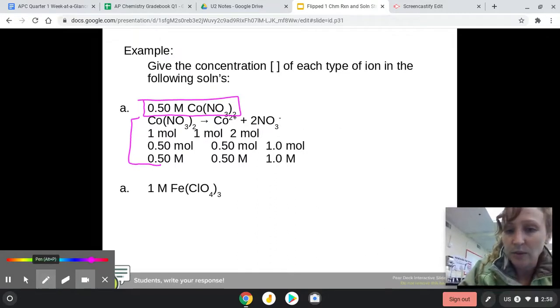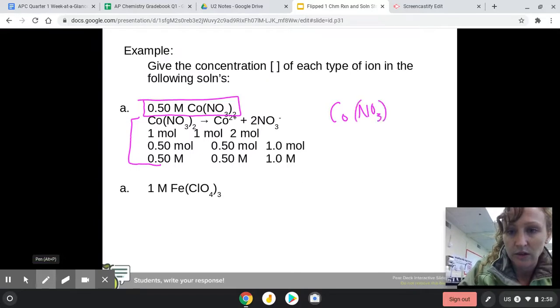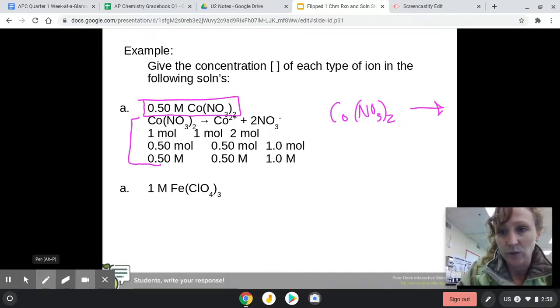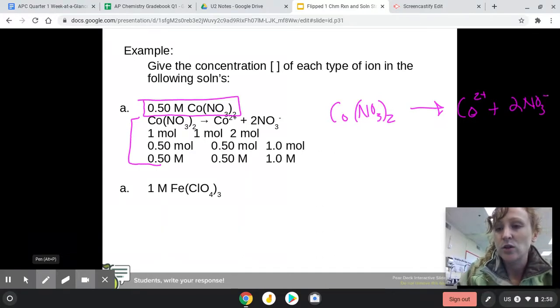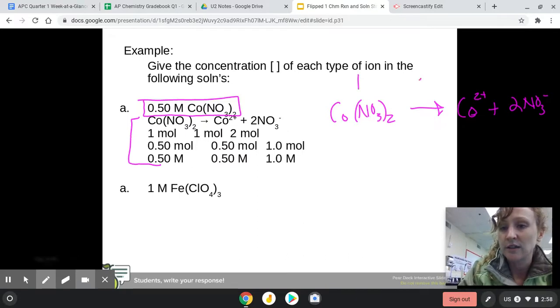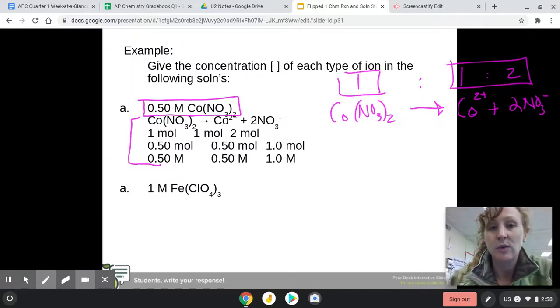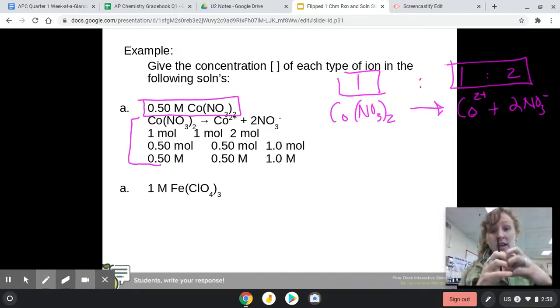Okay, so I'm going to rewrite this equation, Co(NO3)2. So that's my reactant, and that reactant apparently is going to dissolve in water, and what I'm going to get is cobalt 2 plus and 2 nitrates. All right, so you can see my ratio here, 1 to 1 to 2. So my reactants to products, we have a similar situation that we talked about on the other slide. One thing falls apart into 3 things. One molecule falls apart into 3 ions.